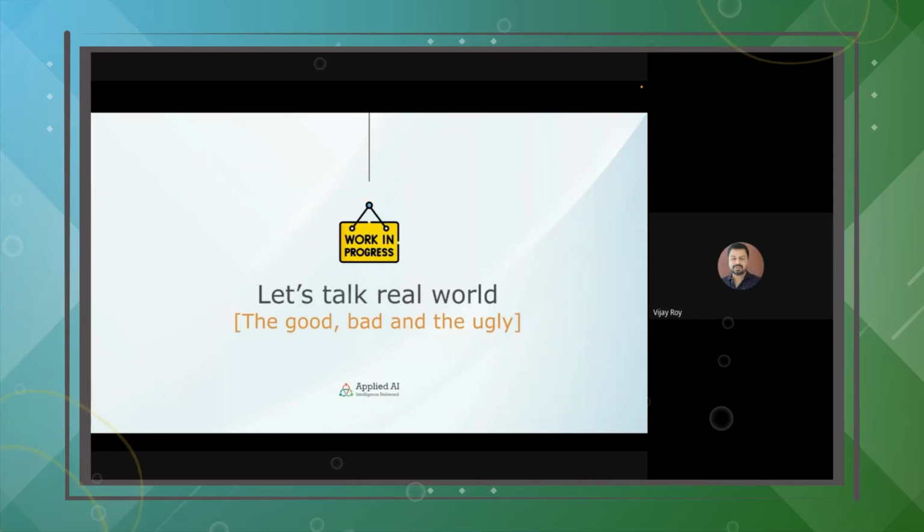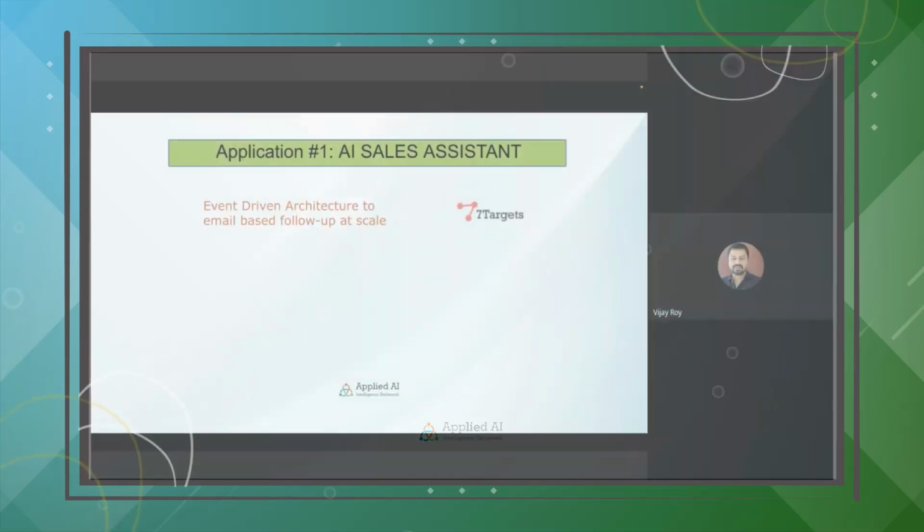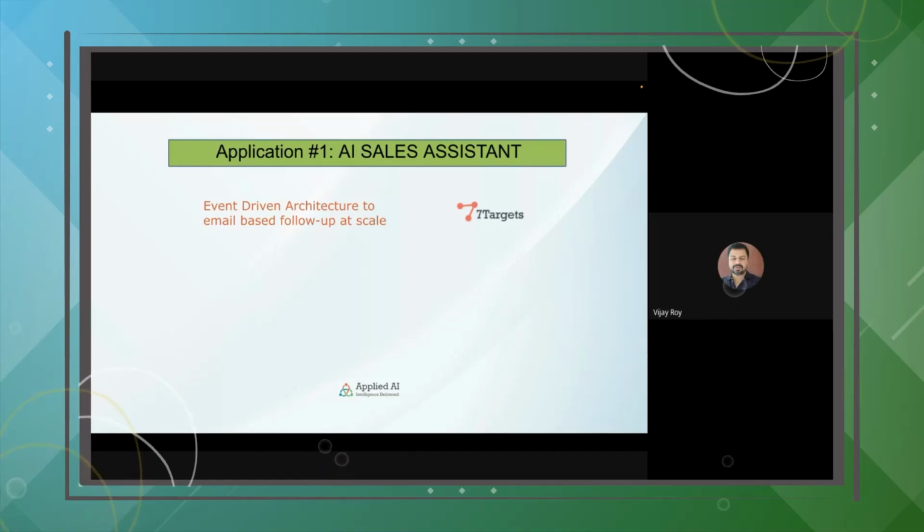So let's talk the real world now. All this was just context setting. Let's jump on to the two use case scenarios, which we would try to spend more time talking about, hoping to get questions from you guys. So number one application in context today is the AI sales assistant. It's a SaaS-based solution used by close to 200 customers across the globe, processing millions of emails every month.